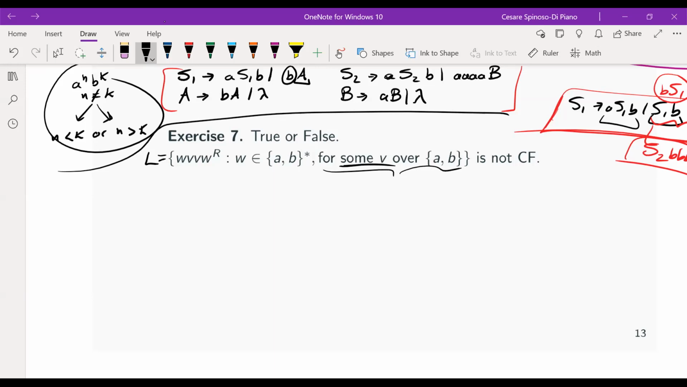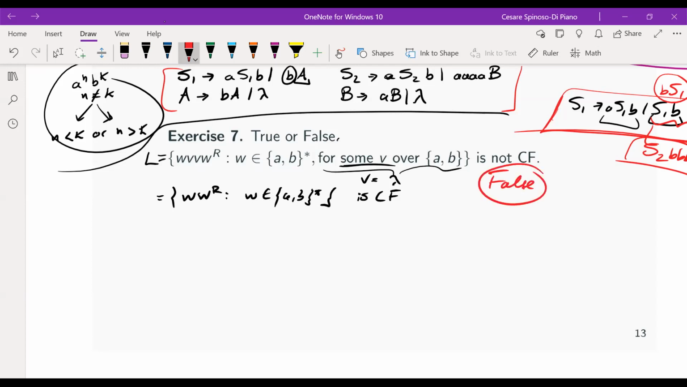And so what that does is that makes my life a lot easier, because then I can just say, oh, well, okay, that means I can pick the V. So I can just pick V is lambda, okay? So then what this reduces to is W W^R for W in AB star. And then we all know, hopefully we all know, that this is context free, okay?